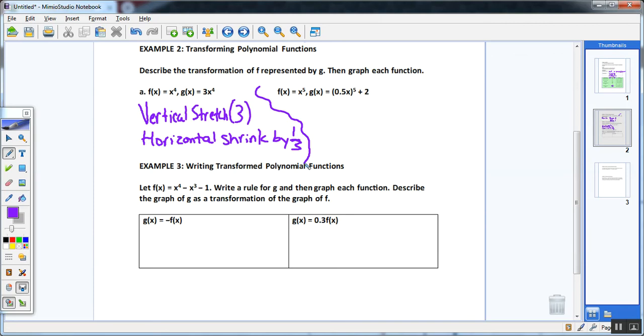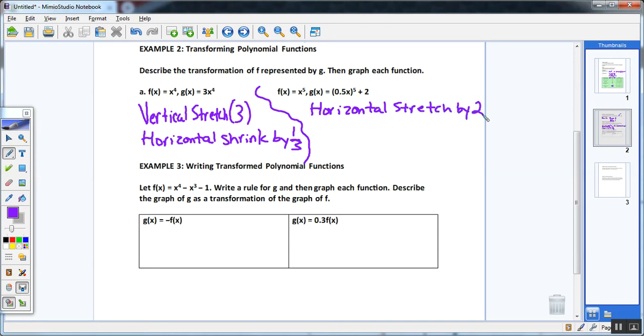Guys, this one right here, how do you take x to the 5th and turn it into 0.5x? Now this is in parentheses, kids. 0.5x to the 5th. What's the 0.5x in parentheses going to do? 0.5 times x in parentheses. Horizontal stretch. It's going to be a horizontal stretch. What's the reciprocal of 1/2? It'll be a horizontal stretch by a scale factor of 2.